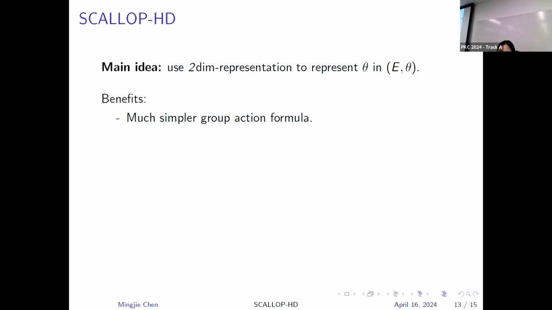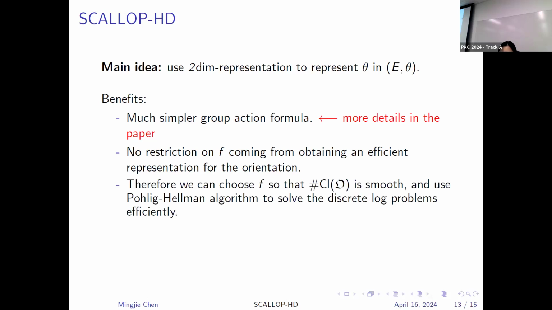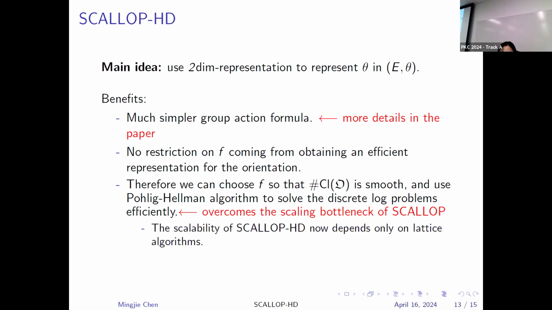Benefits: we have a much simpler group action compared with the one in SCALLOP, but I didn't talk much about this. See more details in the paper if you're interested. And we don't have any restriction on f coming from obtaining an efficient representation for the orientation. So we can choose f so that the class number is smooth, and then we can use the Pohlig-Hellman algorithm to solve the discrete log problems very efficiently. This way, we overcome the scaling bottleneck of SCALLOP. So now the scalability of SCALLOP-HD entirely depends on the efficiency of lattice algorithms.